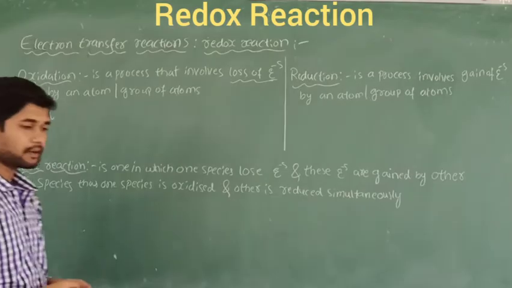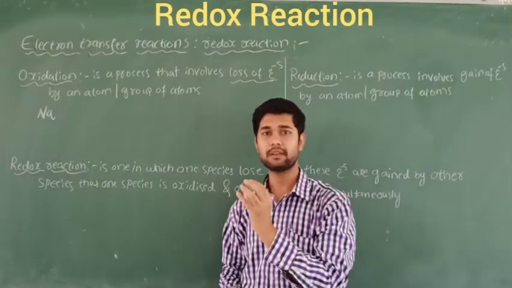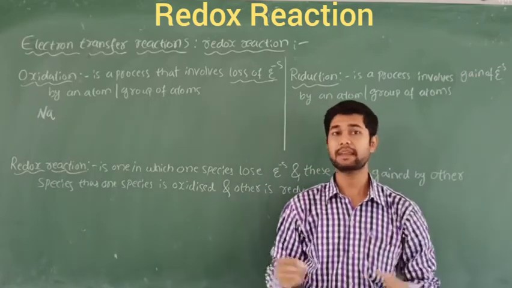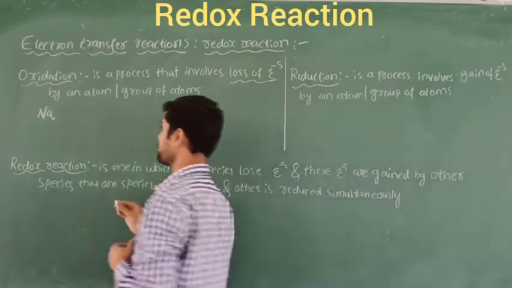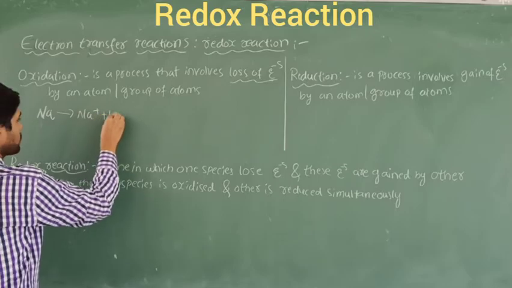You know this sodium metal contains atomic number 11, right? So in order to get stable, it is going to lose one electron, right? So that is for the Na plus. That Na plus is more stable than the Na. So now I am going to write it as Na plus, and one electron I am going to remove here.